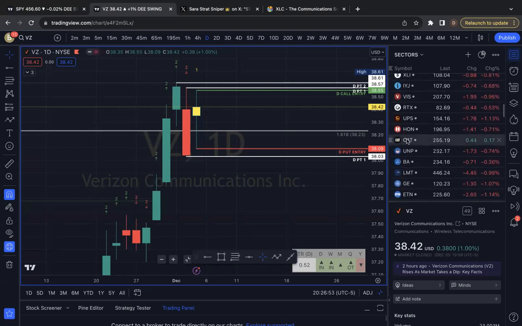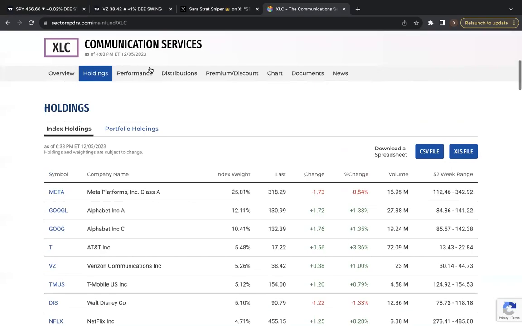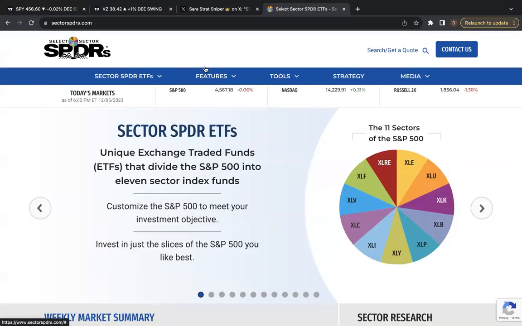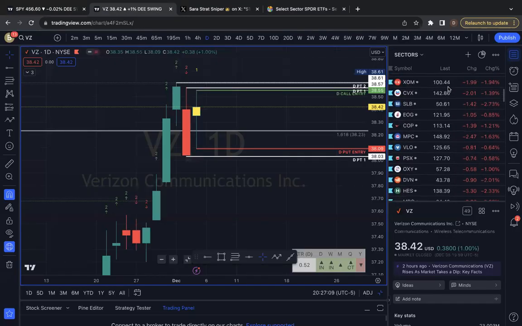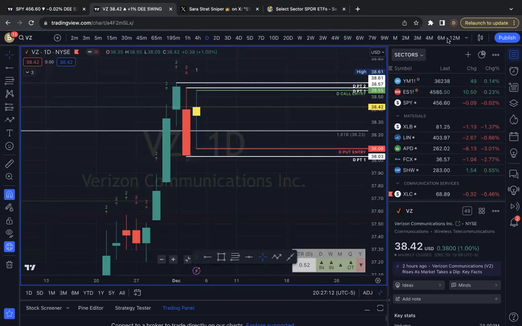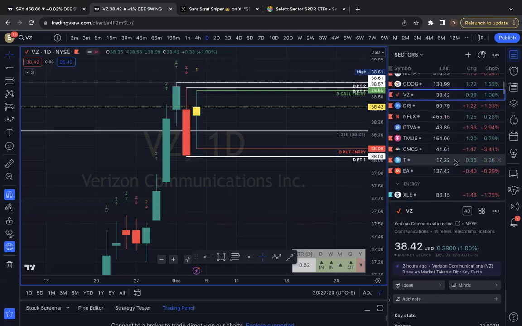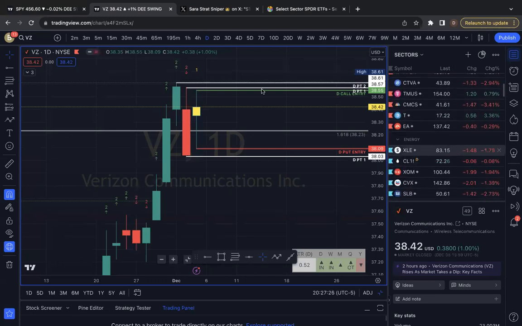Or you can do what was that site you was on? Sector SPDR. There you go. I have a bunch of different watch lists, literally every watch list you could think of, with all the sectors and the holdings too. Yeah, it's real good to have those, to see what some of these tickers are doing in those other sectors. It's real good.